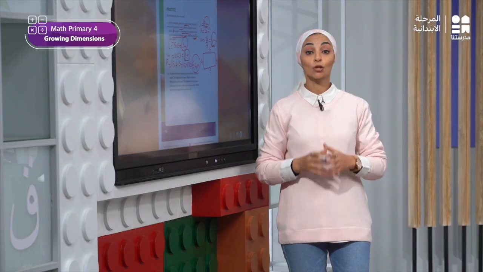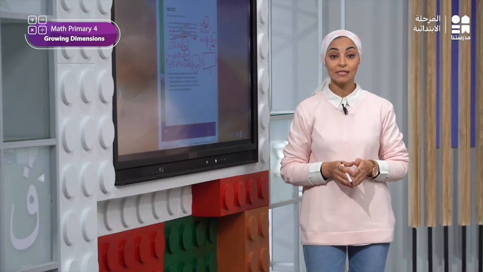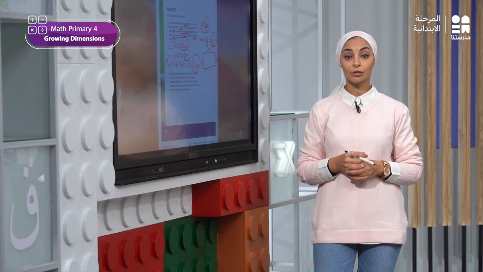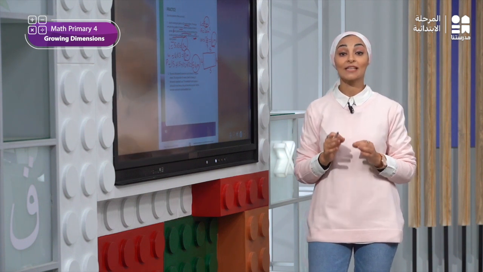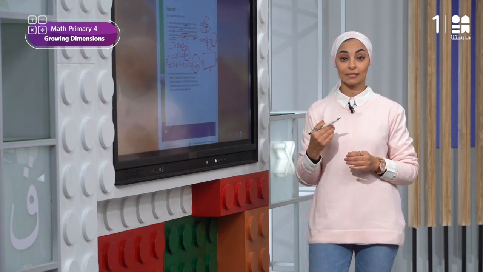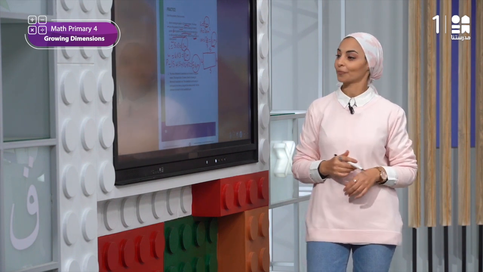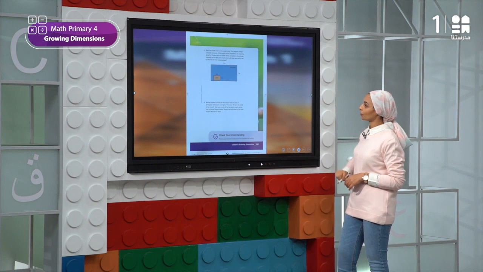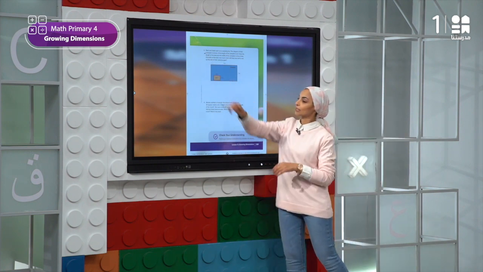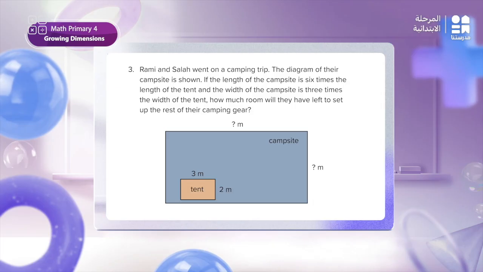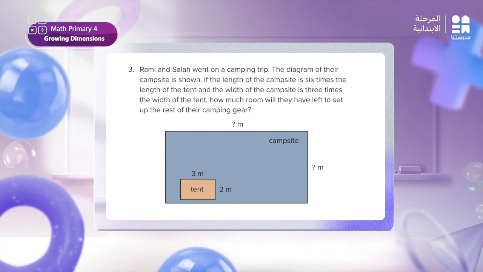Now we have studied all of this in the previous lessons. Let's move to problem number 2. Problem number 2 has exactly the same idea as the last lesson. You can easily solve it on your own. And now let's move to problem number 3, as you see here, on page 191. Problem number 3 says: Rami and Salah went on a camping trip.